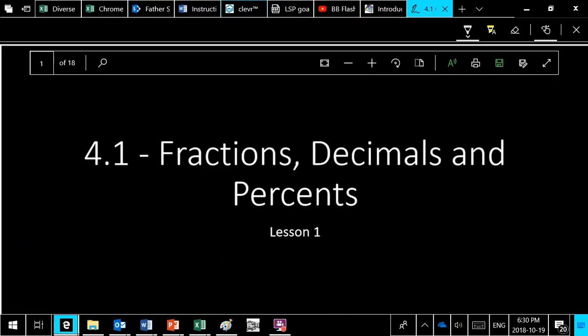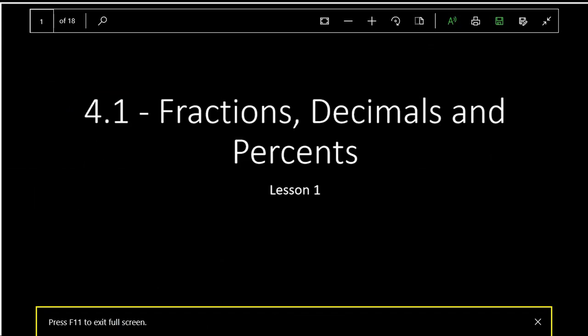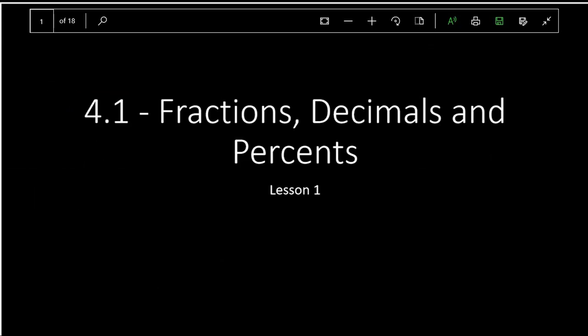So we are now on chapter 4, and we're going to be talking about percents, decimals, and fractions. We're starting off with 4.1, where in this section we are going to be learning about how to represent percentages using something called a hundreds grid.